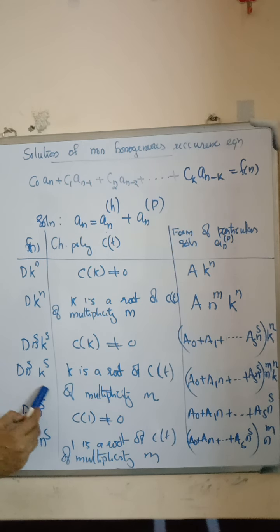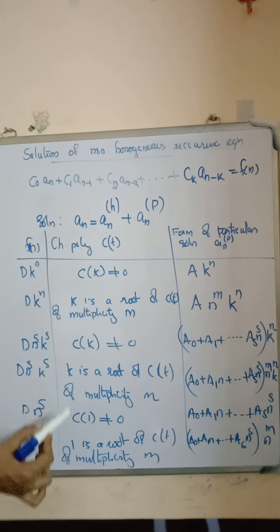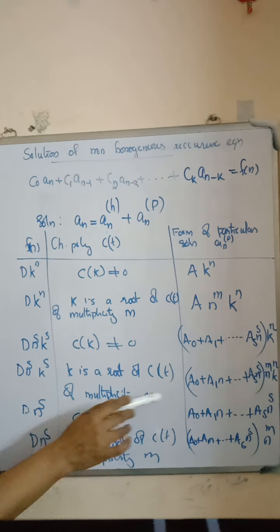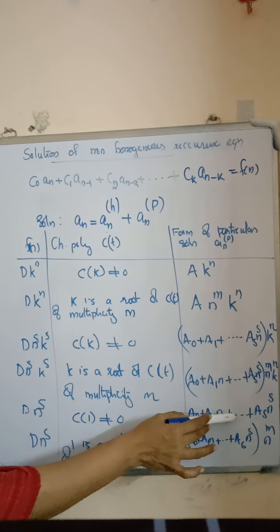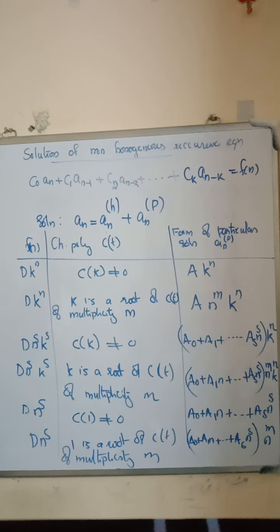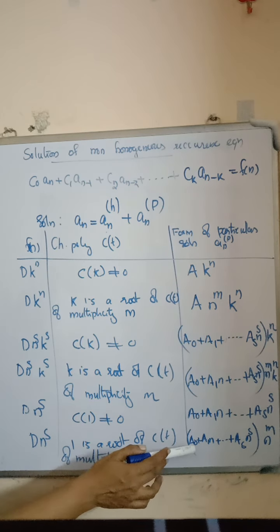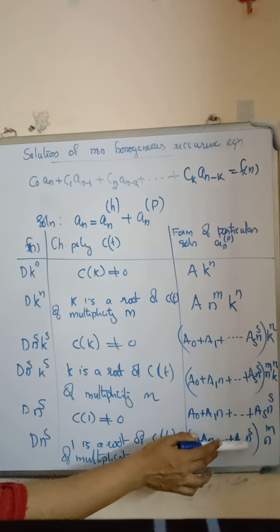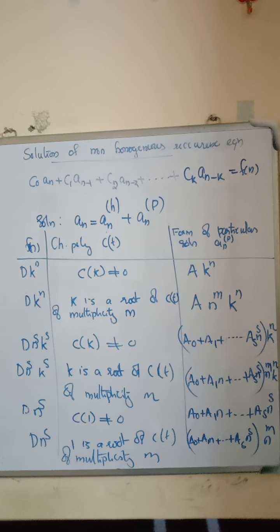Now, what is the particular solution when the right side is n raised to s? If the right side is n raised to s, we check whether 1 is a characteristic root or not. If 1 is not a characteristic root, then the solution is a0 plus a1 n plus etc. plus as n raised to s. If 1 is a root of the characteristic polynomial with multiplicity m, then the solution is a0 plus a1 n plus etc. plus as n raised to s, into n raised to m. You must learn these formulas by heart for solving the problems.